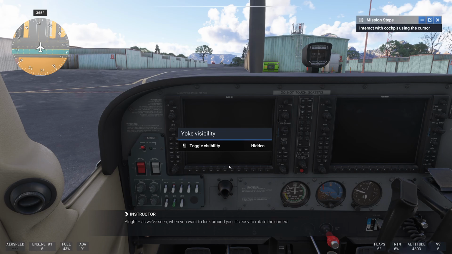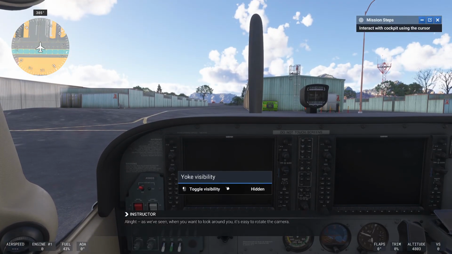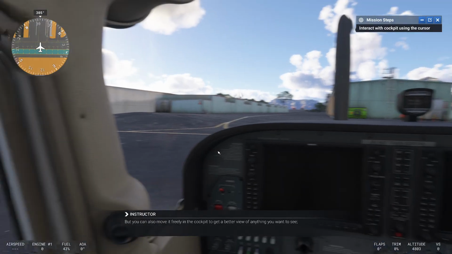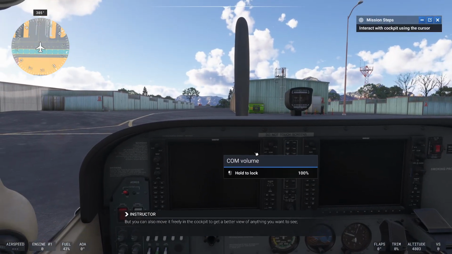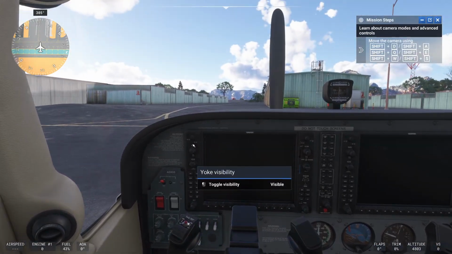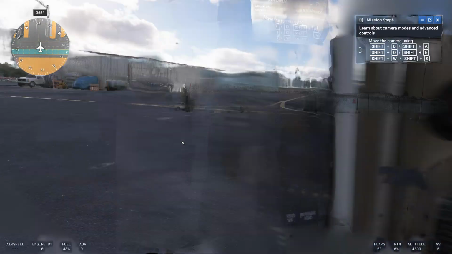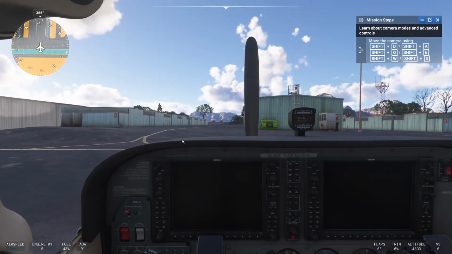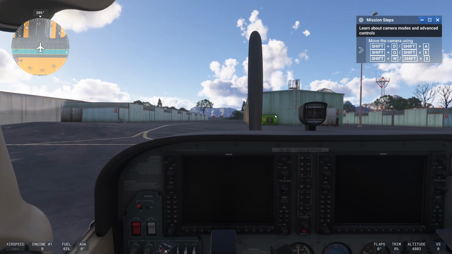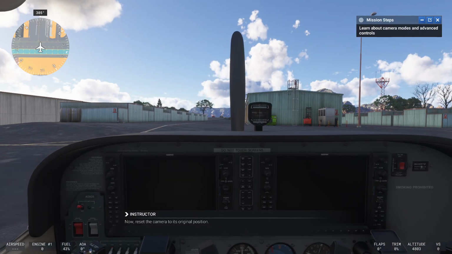Alright, as we've seen, when you want to look around you, it's easy to rotate the camera. But you can also move it freely in the cockpit to get a better view of anything you want to see. Even through a window to look outside. Now, reset the camera to its original position.